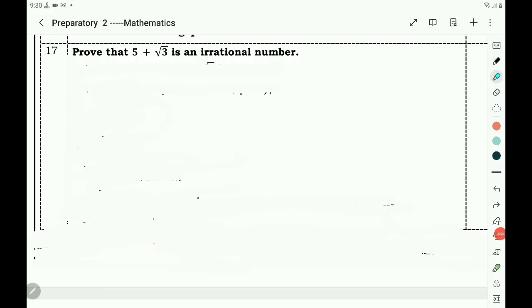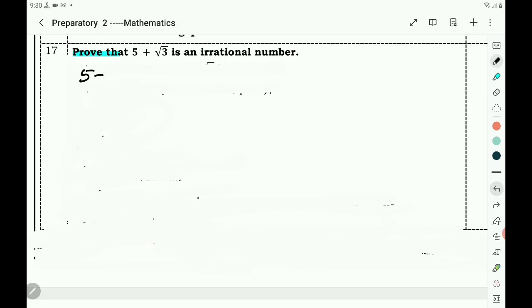Next question. Prove that 5 plus root 3 is an irrational number. Here you write. First, let us consider 5 plus root 3 is a rational number.